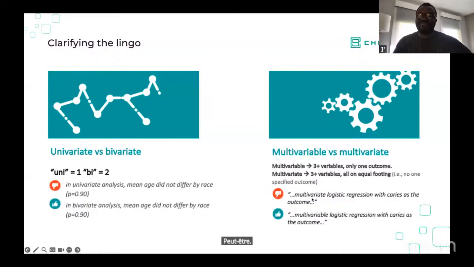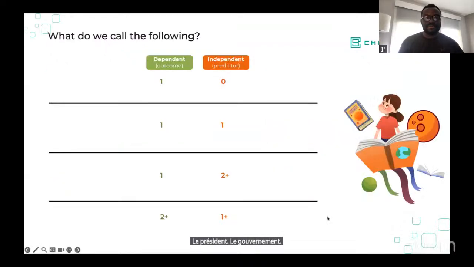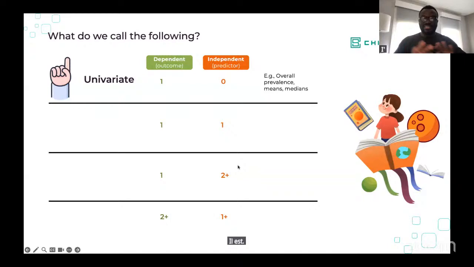So here, for example, this is wrong. They say multivariate logistic regression with queries as the outcome. Okay, so clearly you have only one outcome and you're looking at a bunch of predictors. That's not multivariate, that is multivariable, which is what we have in the second option here. So let's put it in the picture, because we all love pictures.